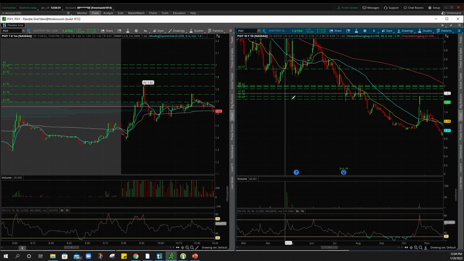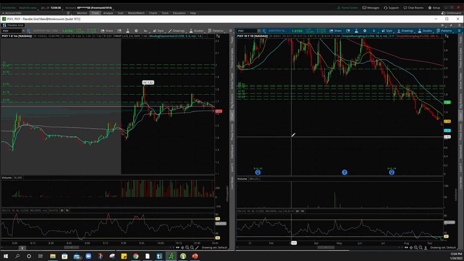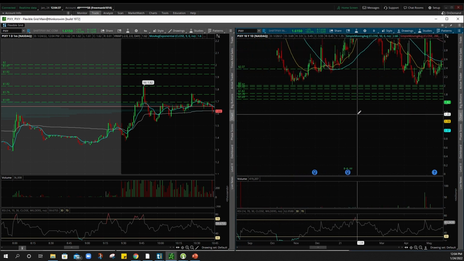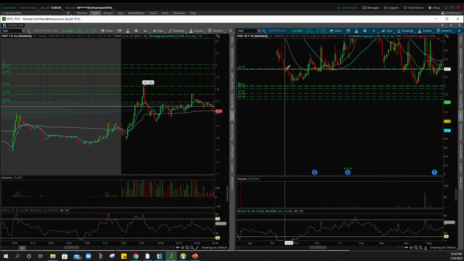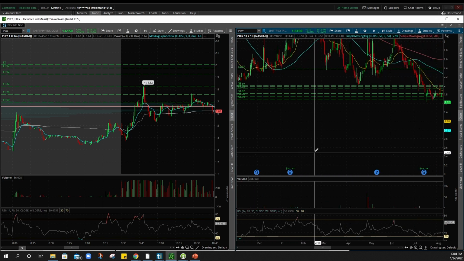Bounce, bounce, bounce, resistance, resistance. 237. Scroll back. Oh, wow, that's not a coincidence. It was support. It was resistance. It's really not a coincidence.